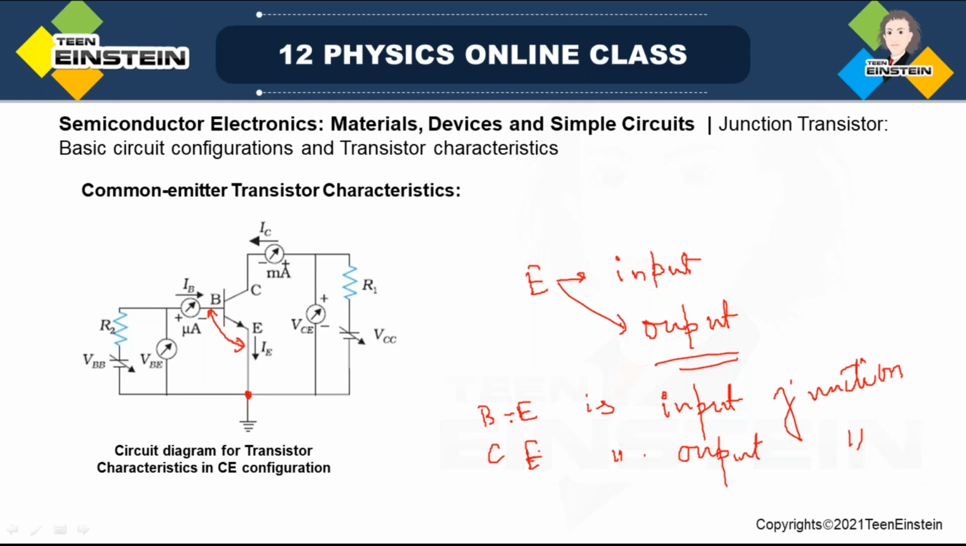So today, as I said, we'll be discussing the characteristics curves. We have seen BE and this is CE. There are two junctions. One is the input junction, another one is the output junction.